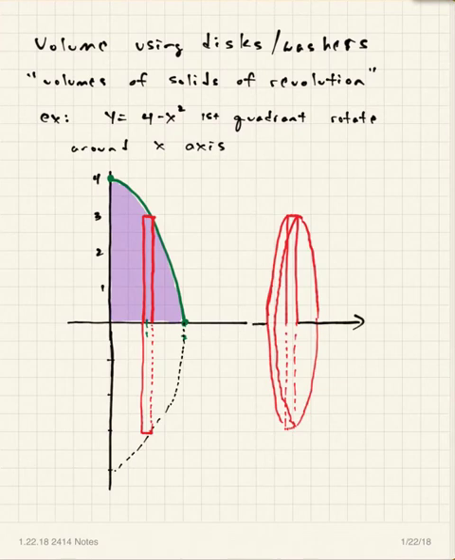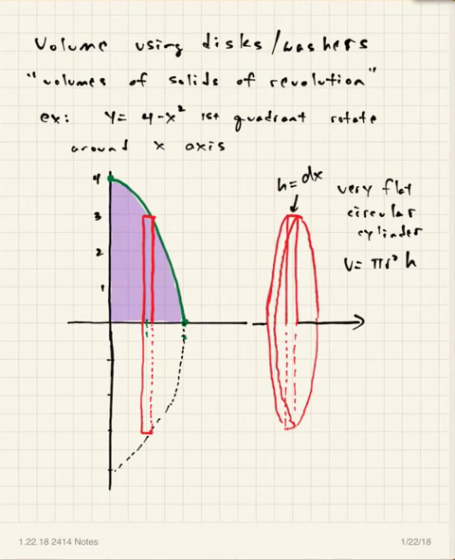That's a very flat disk. That is a flat cylinder, a very flat circular cylinder. And the volume for a circular cylinder is pi r squared times the height of that cylinder. Remember, this is a very flat cylinder kind of lying on its side, so the height of that cylinder is the width of that rectangle, and so that would be dx.